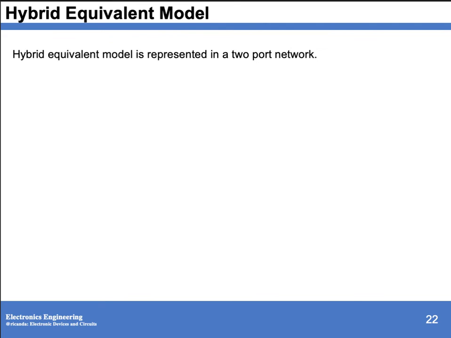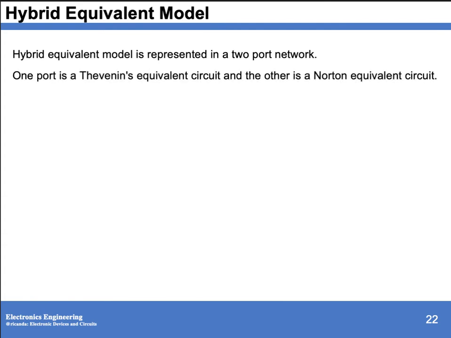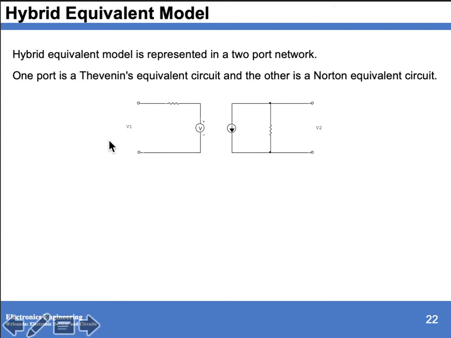Hybrid model is represented as a two-port network. One port is a Thevenin's equivalent circuit, and the other is a Norton equivalent circuit. So we have this one as a Thevenin's equivalent circuit, and this is your Norton equivalent circuit. For your Thevenin's, we have H11, H12 V2, and H21 with Vi. For your Norton, we have H21 I1 and H22. We have V2 as the source voltage of your Norton, and we call the current at your Norton I2 and the current at your Thevenin's I1.